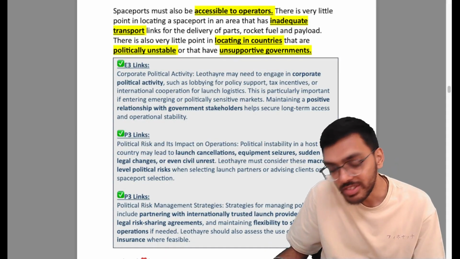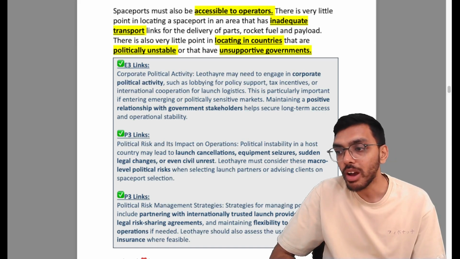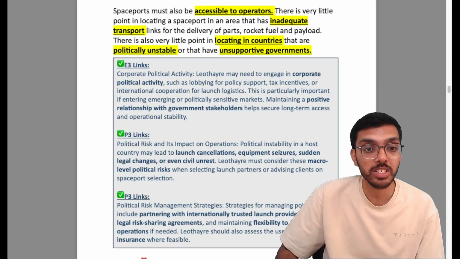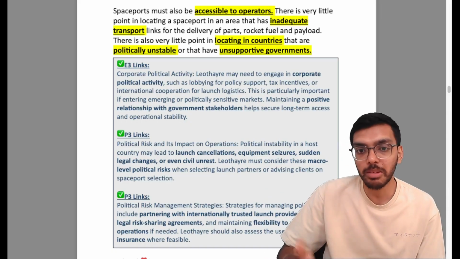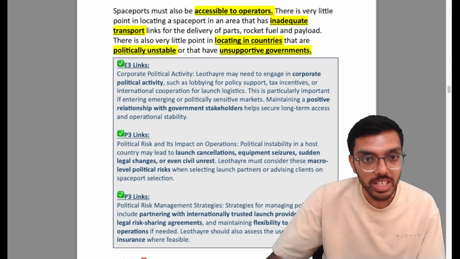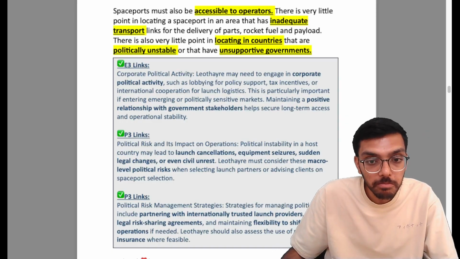Again, political risk is a very clear picture over here, because let's say you have a spaceport in a foreign country with no government support. Straight away, it's a political risk for your business, and this is such a large risk. So this needs to be managed or avoided from the very beginning.